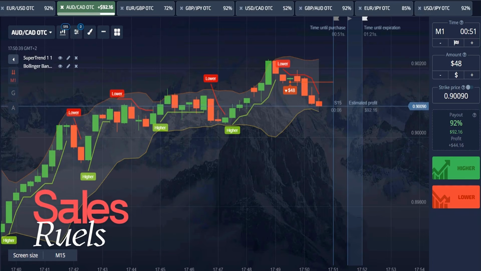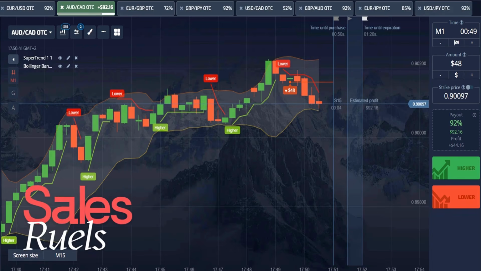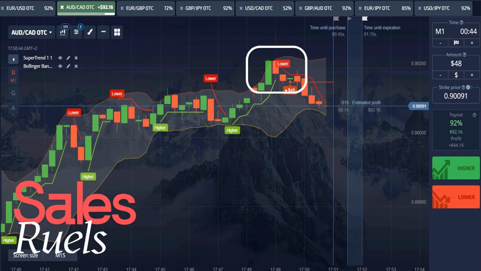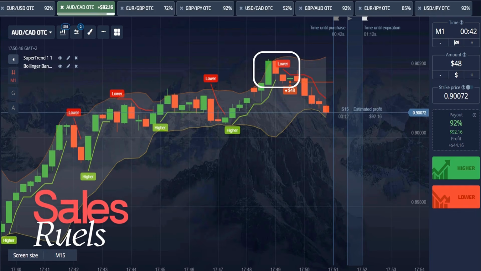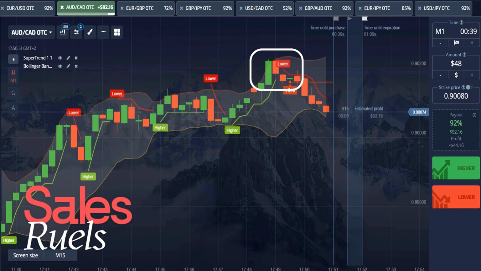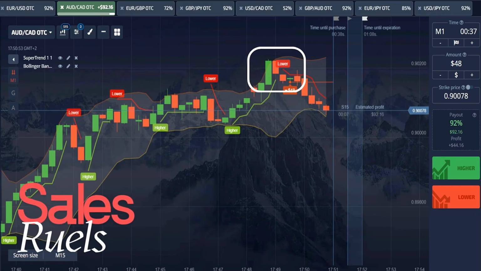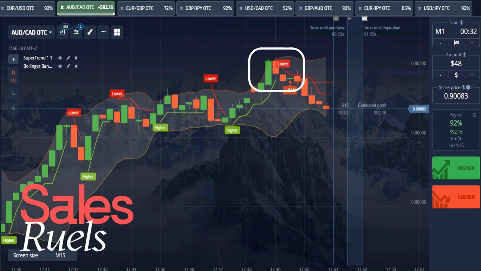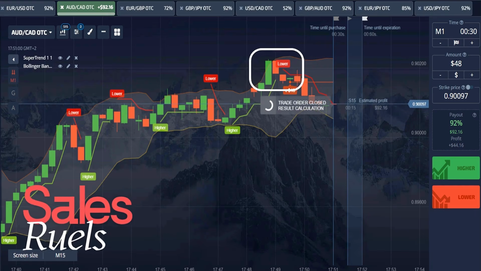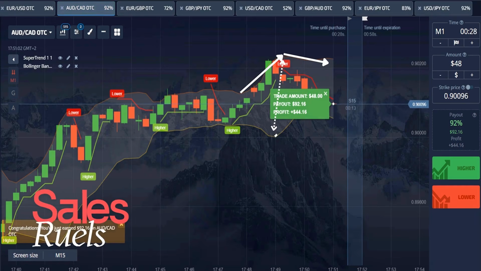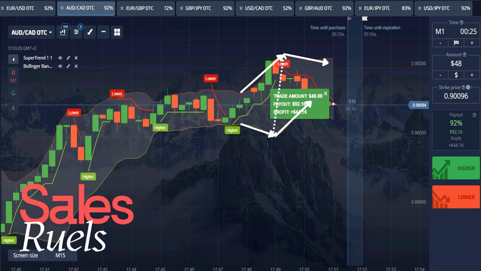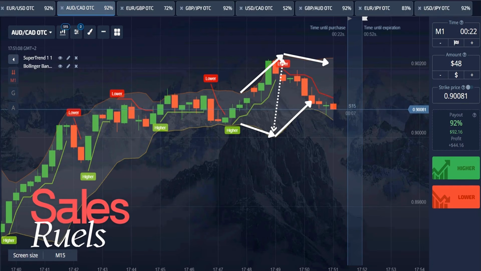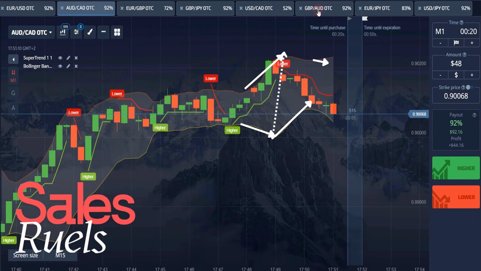Sell trade rules. A sell trade is taken only when all conditions are satisfied. First, wait for a candle to close completely outside the upper Bollinger Band. Never enter a sell trade before the candle closes. After that, wait for the Supertrend indicator to give a sell signal. This sell signal must appear after the candle closes outside the Bollinger Band. Next, observe the Bollinger Band structure. The bands should be firm and wide, with the upper band expanding upward and the lower band expanding downward. When all these conditions are satisfied, you can place a sell trade on the next candle.